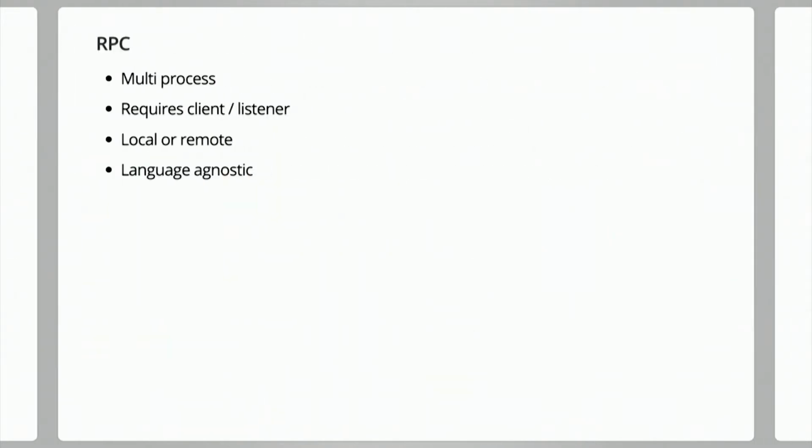Another one I found that was really popular was using RPC. This is obviously a multi-process architecture where you're going to have a client and a listener, and they communicate over RPC. You can have that local or remote, so you can have your plugins communicate over a localhost RPC server. One of the benefits of this is that it's language agnostic. Anything can be on the other side of that RPC connection, and it just has to know how to talk RPC.